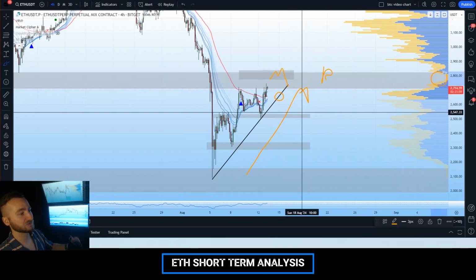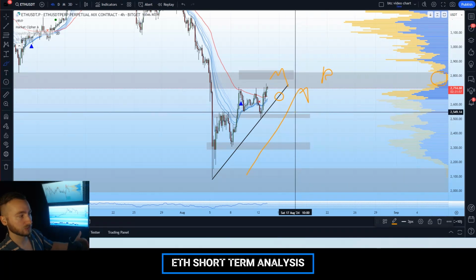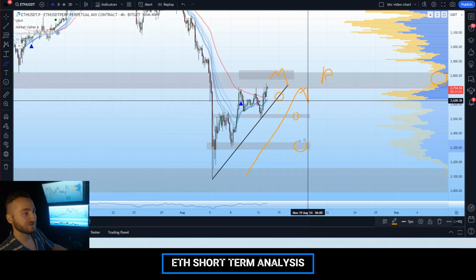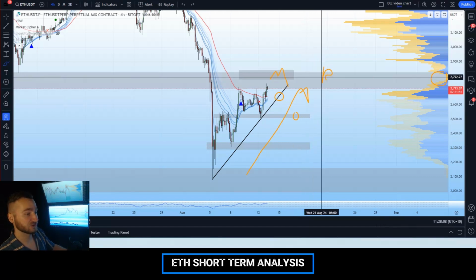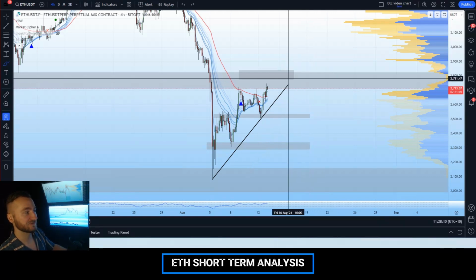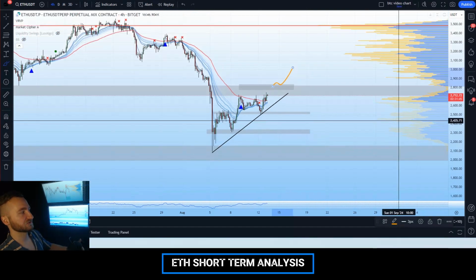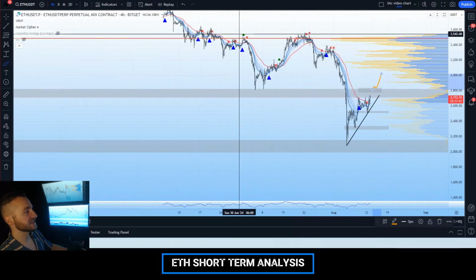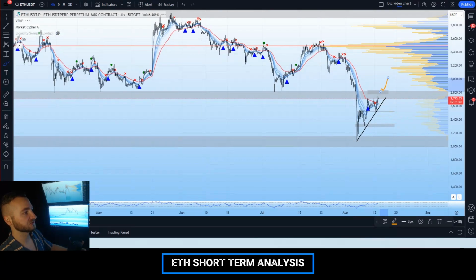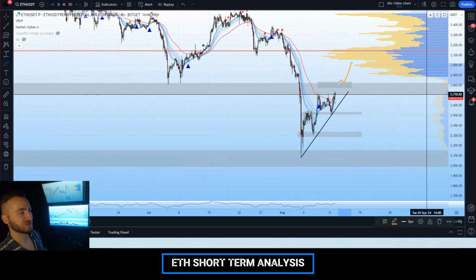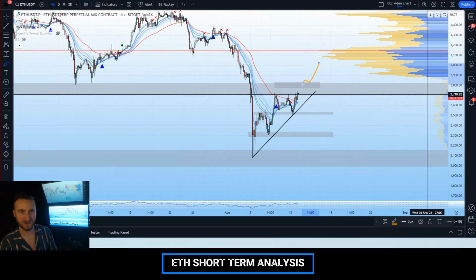My short targets will then be 2500. If we lose 2500, I'd be looking for 2300. However, if Ethereum is able to sustain above 2800, we will very likely see the price action continue upwards into that higher time frame resistance, which we identified by that diagonal trend line. That is it for Ethereum, guys. We want to keep it nice and short and sharp.